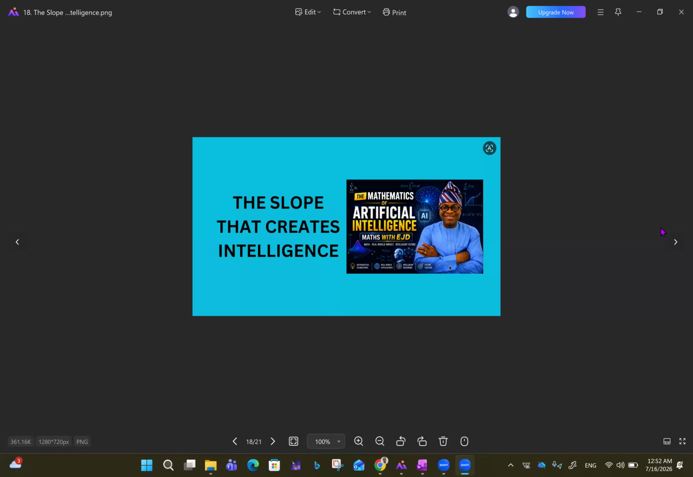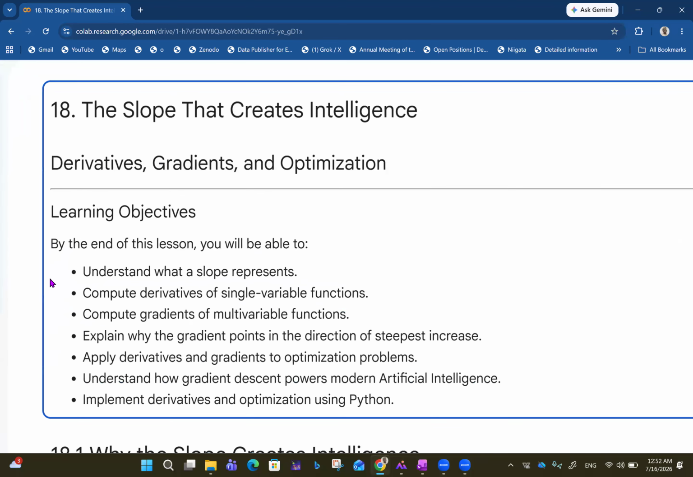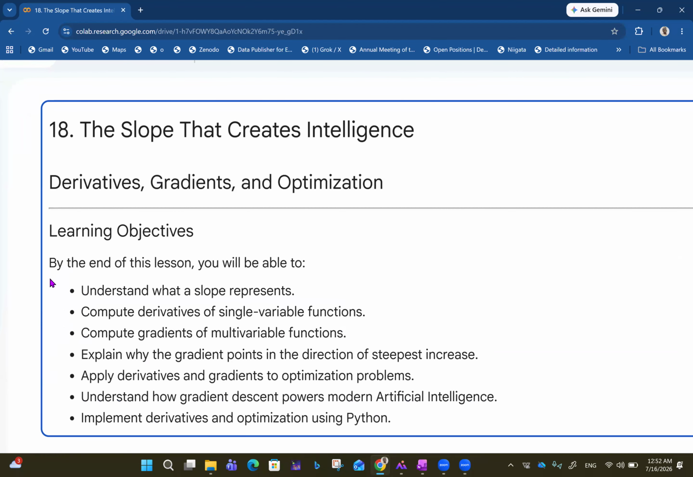Now we go to see the slope that creates intelligence. The slope that creates intelligence. Here we'll be looking at ideas like derivatives, gradients, and optimization. Of course, we already got talking about that in previous videos. The objectives here will be to understand what the slope represents. We saw in gradient descent, right? We saw the idea of slope there. So this is us digging into that whole concept.